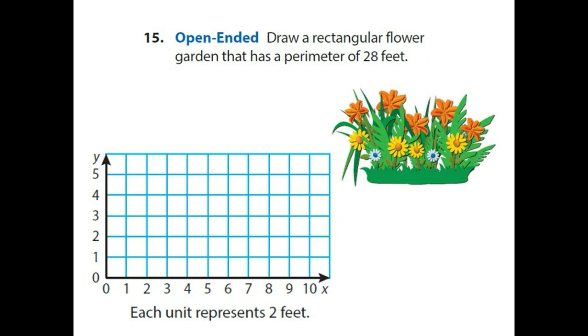Alright, number 15 is open-ended, but I'm going to give you some parameters for it. It says draw a rectangular flower garden that has a perimeter of 28 feet. So I'm going to give you this side here. Right? I want you to draw a rectangular flower garden that has a perimeter of 28 feet. And this one is also a Jolly Rancher moment. I want to see if you can get this. Alright, go ahead and do that and then we'll go over it.